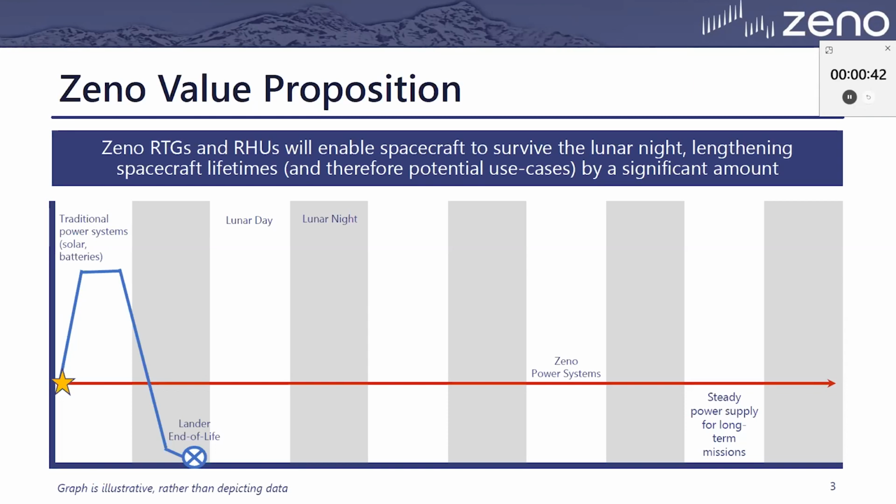So you'll see on the chart, which is completely illustrative, not regarding actual data at this point in time, that the red radioisotope power line provides steady long-term power, and while it might not reach the high level of power provided by a traditional power system like solar or chemical batteries, it does last a lot longer. So next chart, please.